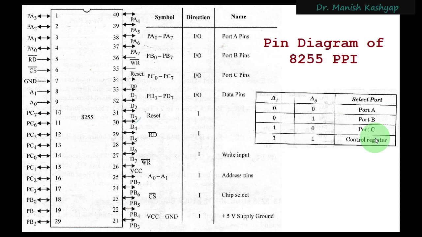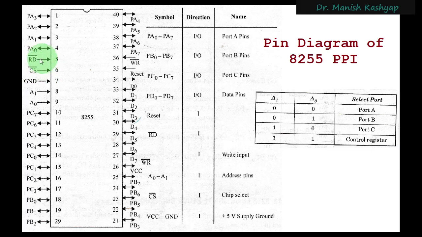Now, apart from these ports, you have a ground signal, which is obviously there for any IC. After that, you have the chip select signal. The chip select signal is important because 8255 is not activated most of the time. Whenever the microprocessor wants to address the peripherals, we have this chip select signal. That is why this is only an input signal.